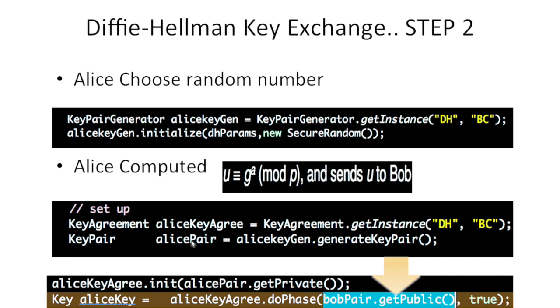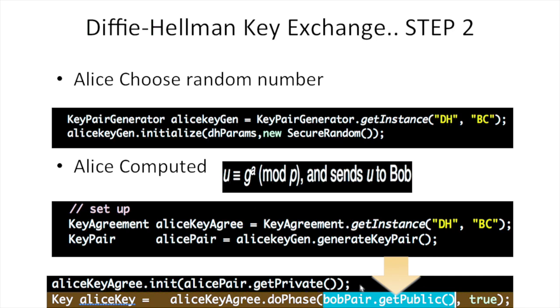So once we got the Alice key pair, we will get the Alice private key, and we will initialize the Alice key agreement. And what we'll do, we'll do doPhase, and we will use Bob's public key here. Okay, this is important. So once we initialize this with Bob.getPublicKey, we have calculated the u.